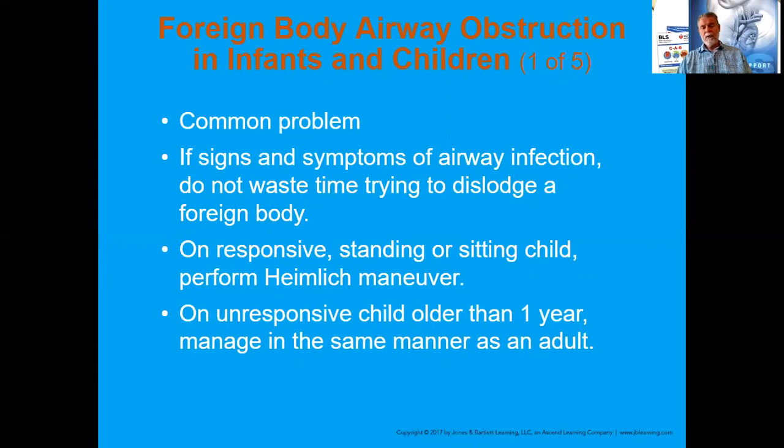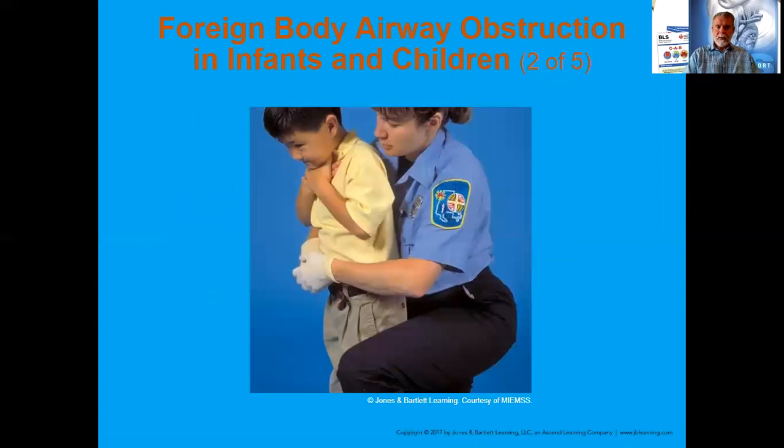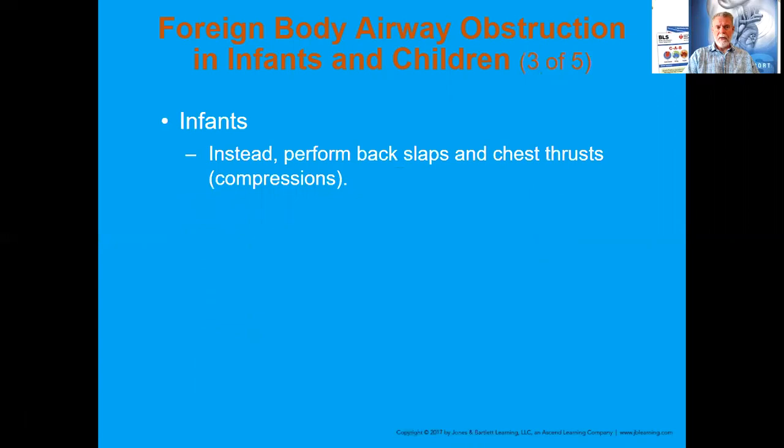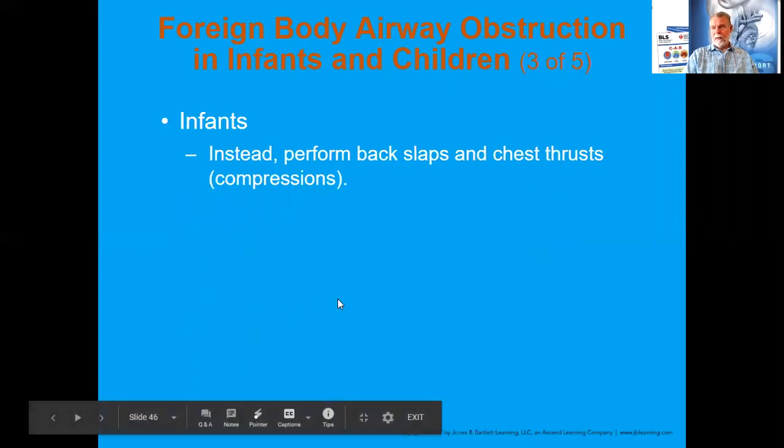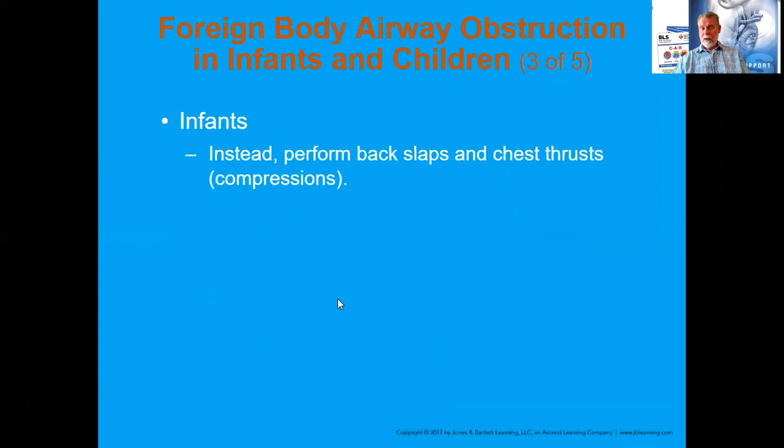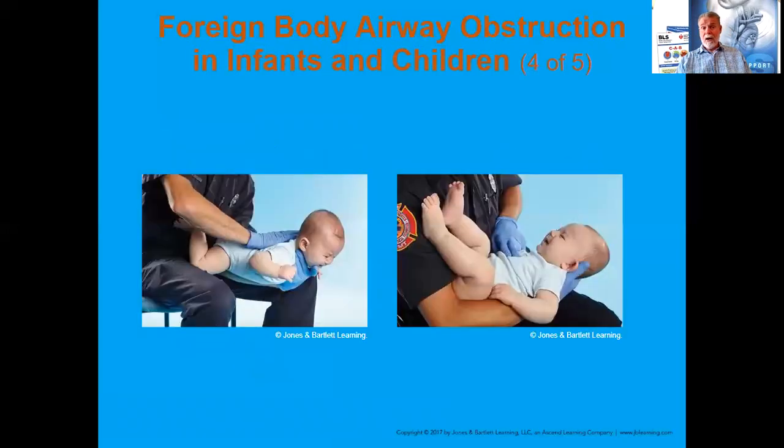Where this goes and becomes a little different, that's just giving you a picture of the child. Notice how she's on her knee. It's a little easier to manage them that way. But it is in the infants. And infants utilize something called back slaps and chest thrusts. It's 5 back slaps, it's 5 chest thrusts, but you always wanna try and keep the baby's butt above his head. So that way the airway is pointed down and if that object does become dislodged, it's more inclined to go onto the ground or the floor versus back in the person's mouth.